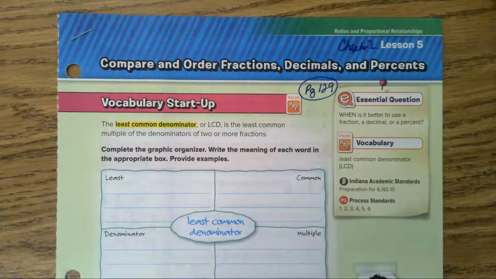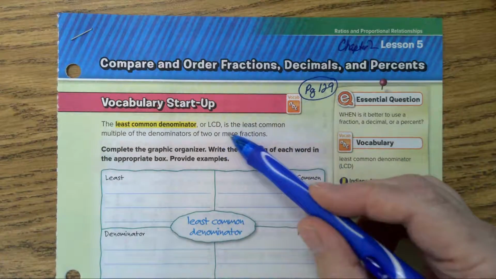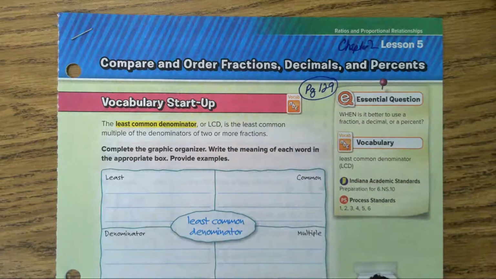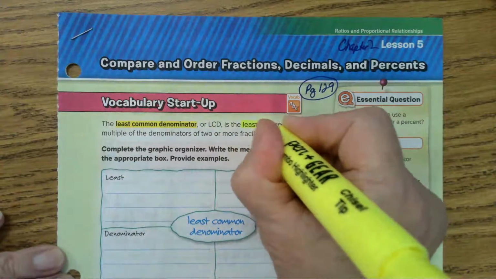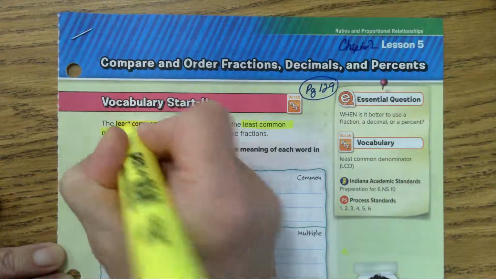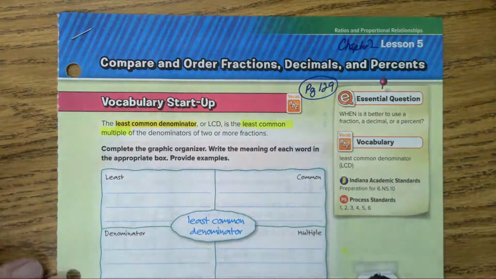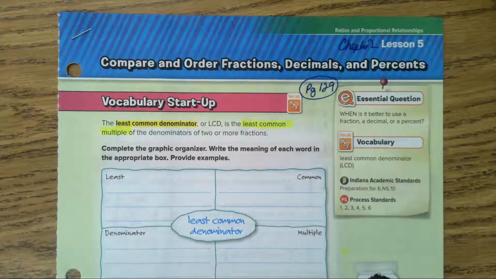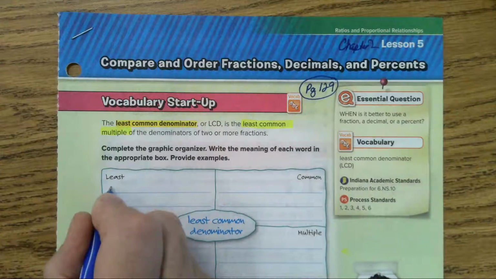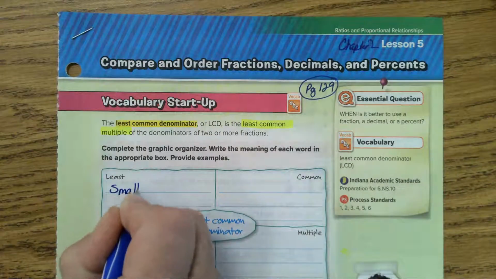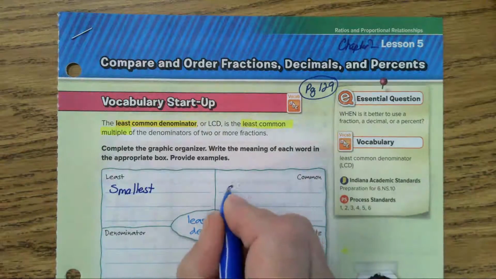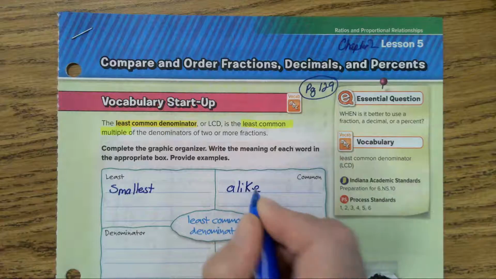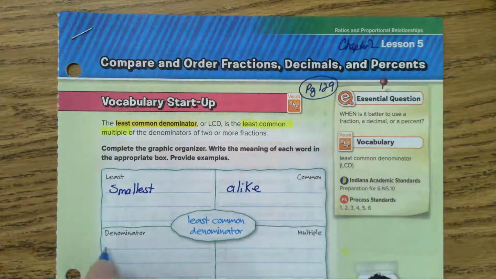It starts off, the least common denominator, or LCD, is the least common multiple. Kids, we're going to probably call it least common multiple, which are the words you're going to hear more than least common denominator. It's the same thing of the denominators of two or more fractions. So here, least means smallest, right? So let's just write the word smallest. Common means alike. Denominator is the bottom number of a fraction, right?